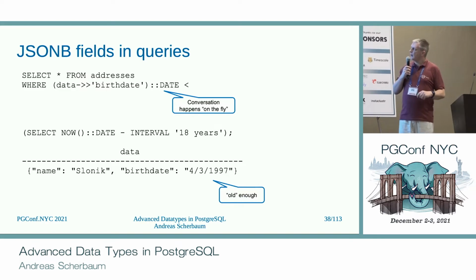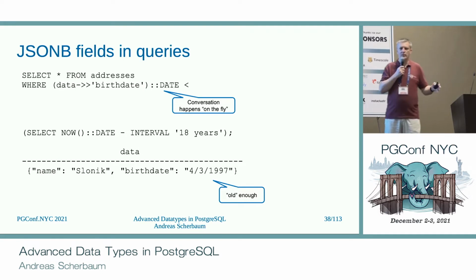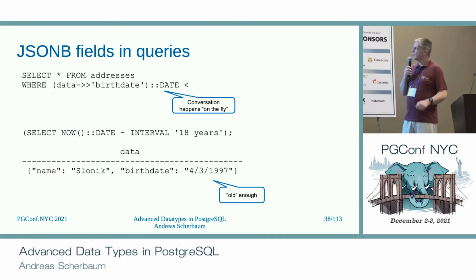So as I said, I can do my validation on the fly here, so I cast this to a date. And now, since we have a date, we can do all the other operations we can do on date fields and datetime and timestamps, etc., in Postgres. So I can actually do now minus 18 years, and I get my data back.